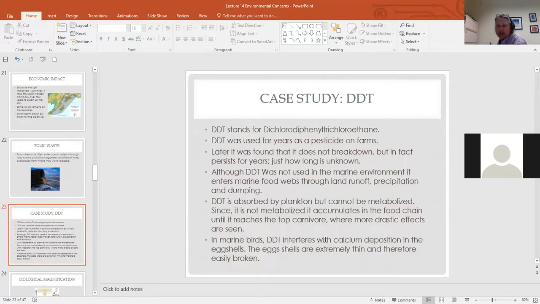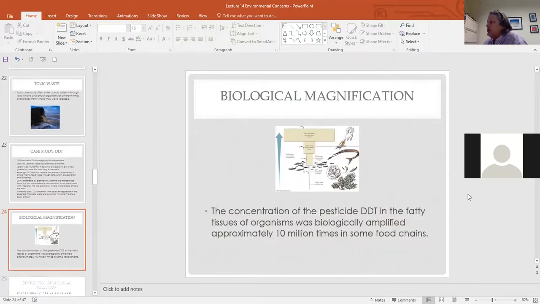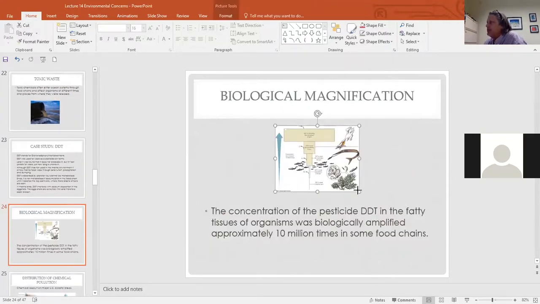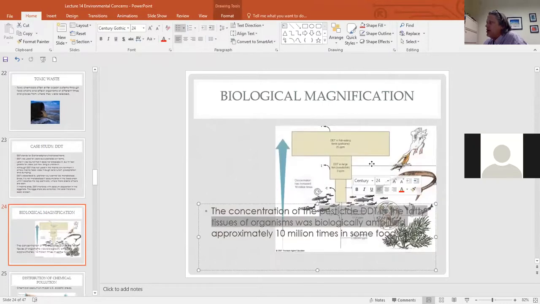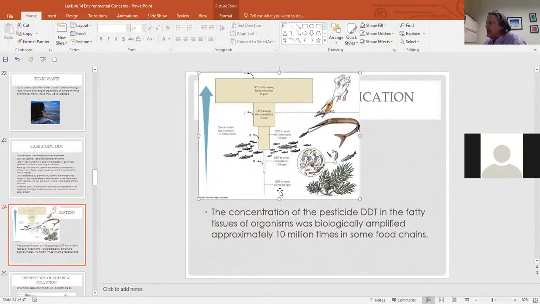The money now would seem puny, but back when it was enacted, it was a lot of money. So here's an example of how DDT builds up in the food chain. You can see it's only, how many zeros, parts per million, then it builds up in plankton, and then it builds up in your small fish, and then it builds up in your large fish, then it builds up in your birds.